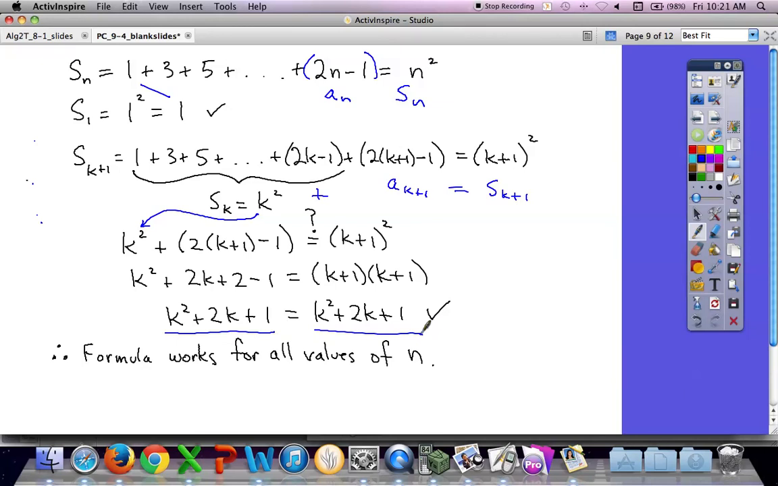So I just showed that by assuming it works for n equals k, it works for k plus 1. That's the second step of math induction. And now, since we know it works for n equals 1, it must work for n equals 2. And if it works for 2, it works for 3, it works for 4, to infinity. So it works for all values of n. So we could use this formula with any value of n, and we know that it works.